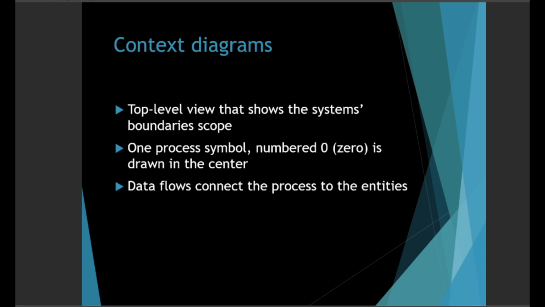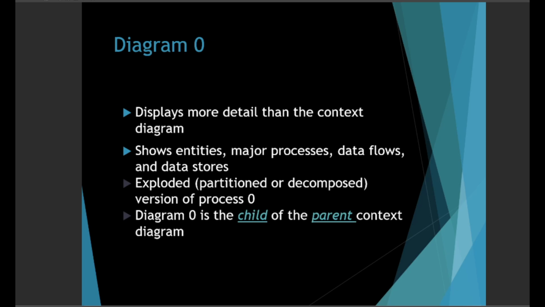Okay, so after the context diagram we will be having the diagram 0. This displays more detail than the context diagram because it shows the entities, the major processes, the data flows, and data stores inside the diagram or the process 0. It is the exploded, partitioned, or decomposed version of the process 0. So diagram 0 is the child of the parent context diagram. It means it was derived from the parent context diagram. So without a context diagram, you cannot create a diagram 0.